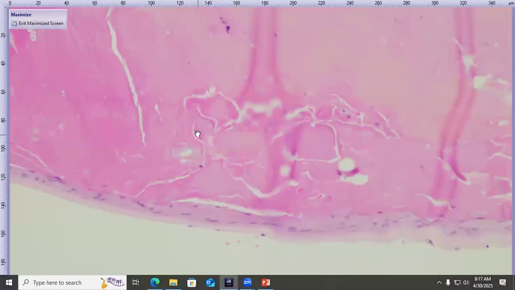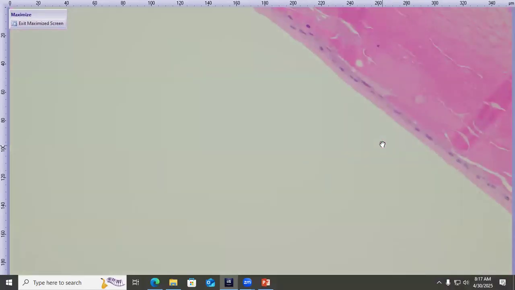We do have a cataract. So there's posterior migration of the lens epithelium. We have formation of these Morgagnian globules and some bladder cells. So all hallmarks of a cataract.